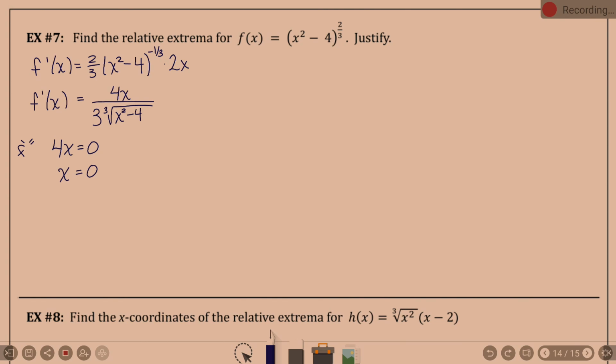Now, where else can critical values occur? When the derivative is undefined. When is my derivative undefined here? When your denominator equals 0. When is my denominator going to equal 0? Plus minus 2. When x squared minus 4 equals 0. Are you catching on to why I'm doing the whole denominator? I can do the whole denominator, but the 3 is going to divide away.